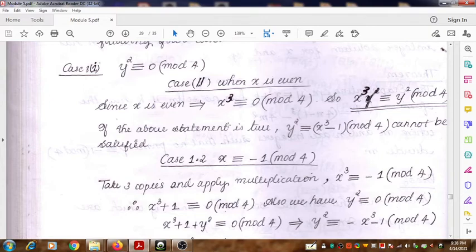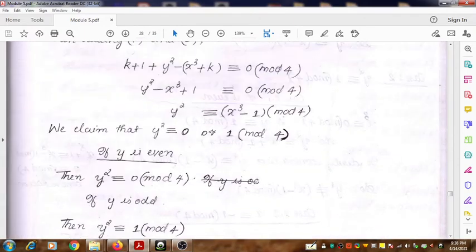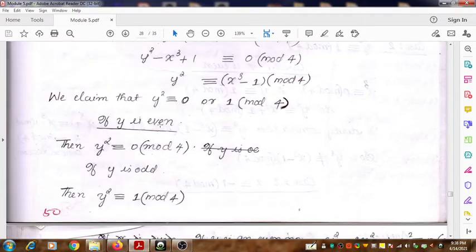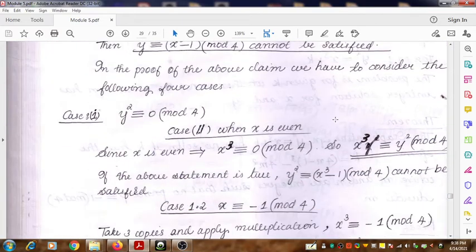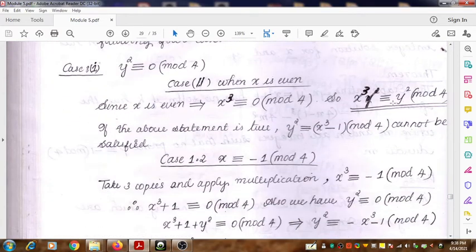If the above statement is true, now we consider the statement that y square is congruent to x cube minus 1 mod 4. If this is true, then you cannot say that the newly derived statement is true. These 2 statements cannot go together, because in the first case we have shown that x cube is congruent to y square mod 4.